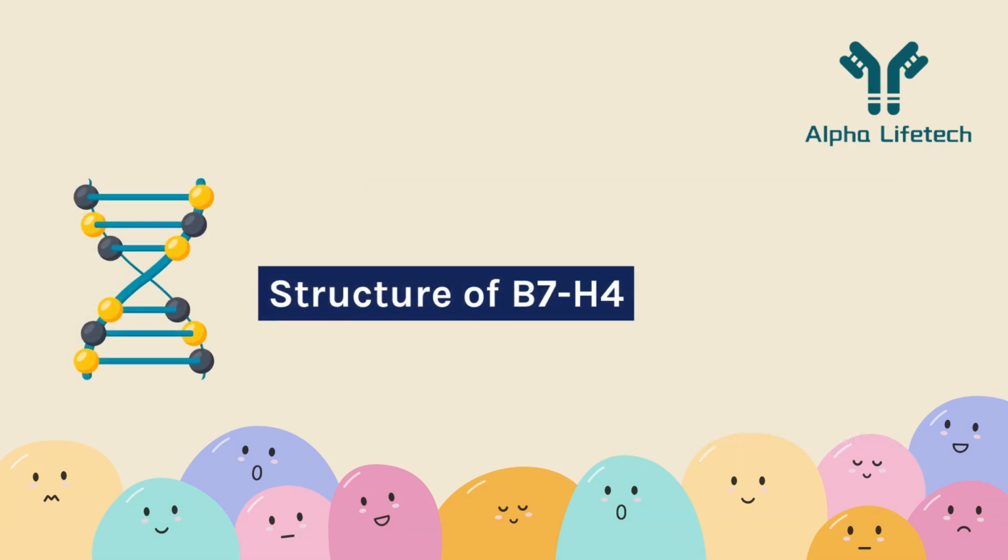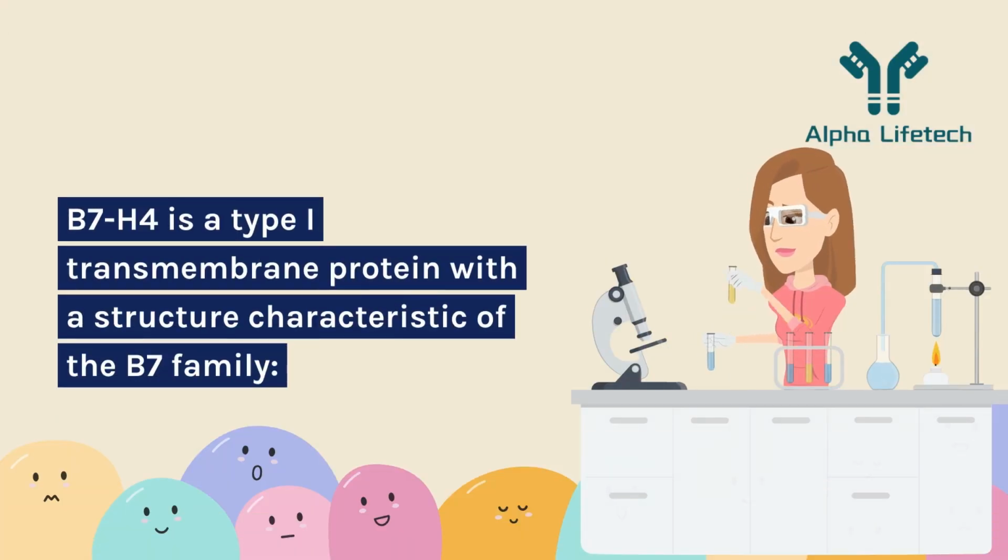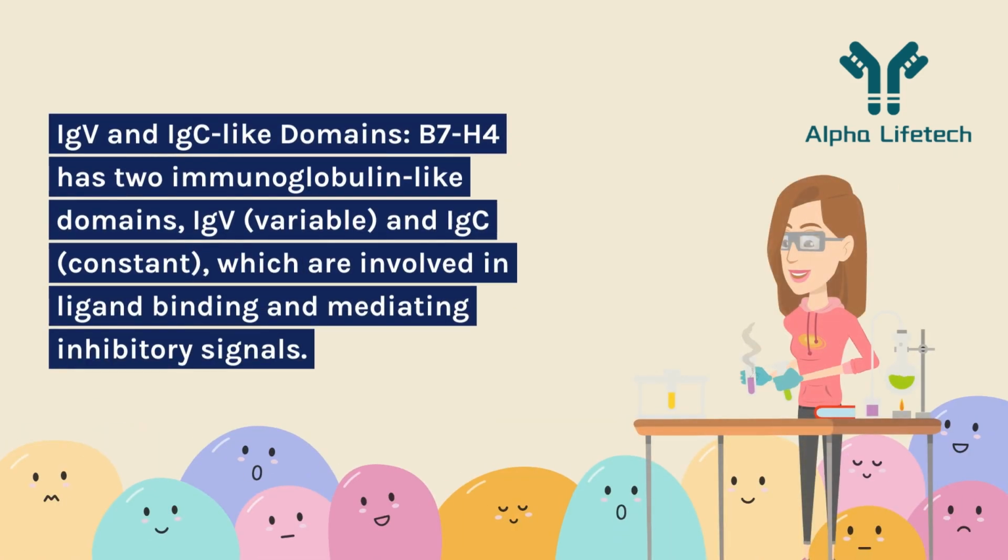Structure of B7-H4. B7-H4 is a type I transmembrane protein with a structure characteristic of the B7 family. IgV and IgC-like domains. B7-H4 has two immunoglobulin-like domains, IgV (variable) and IgC (constant), which are involved in ligand binding and mediating inhibitory signals.